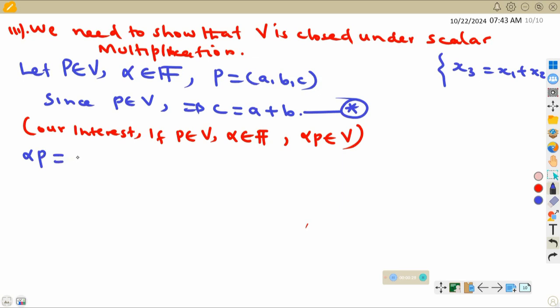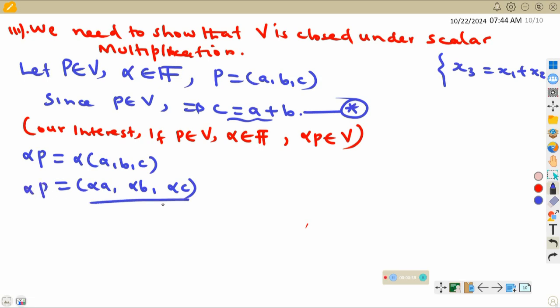Your alpha P is the same as alpha into P, but P is the same as A, B, and C. Don't put this one as your P. This is by the condition that P is an element of V, but we are simply talking about alpha and P. So this will give us alpha A, alpha B, and alpha C. So your alpha P will be the same as this.